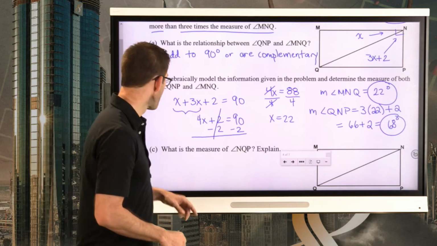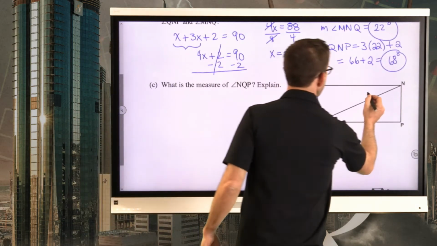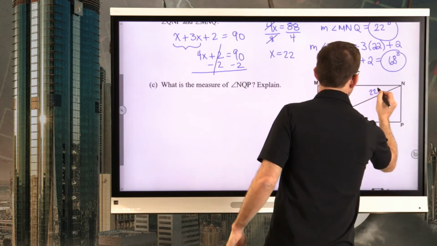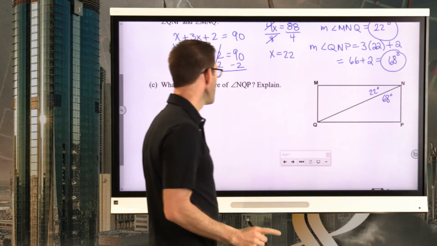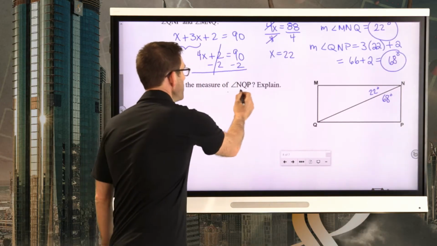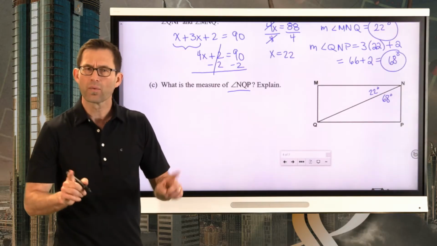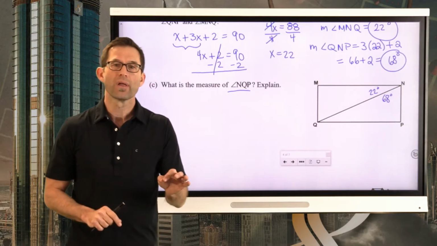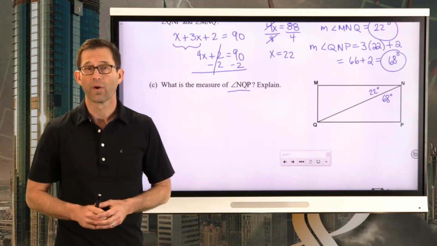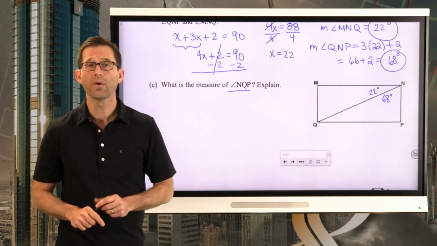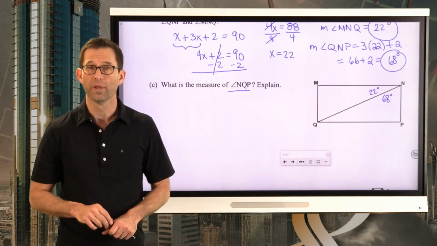One last little part of this problem. Let me actually just write these two measures in. We know this is 22 degrees. We know this is 68 degrees. One last part asks us for the measure of angle NQP. Again, it's really important to be able to visualize where that is on the picture, and then try to figure out how to find its measure. So pause the video now and see if you can figure out how to find the measure of angle NQP.